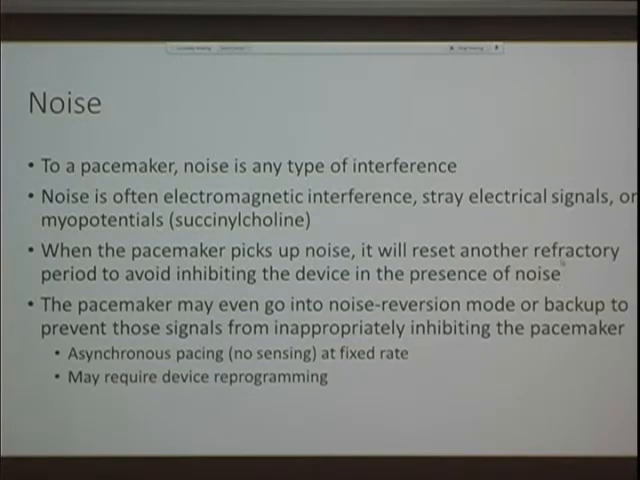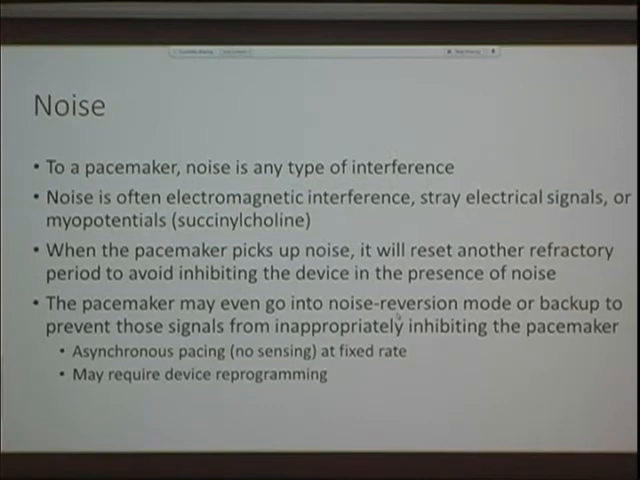The pacemaker will reset its refractory period and essentially inhibit if the mode is set for inhibition. If you have a DDI or a DDD mode, it will then inhibit and not pace. And sometimes if it sees too much noise, it can go into a noise reversion mode, where the pacemaker actually recognizes that it is noise, and it automatically will switch to a noise reversion mode, or what's called a backup mode, so that it does not inhibit the pacemaker and continues to function as a pacemaker. So pacemakers have somewhat of a safety net built into them for a noise reversion mode.